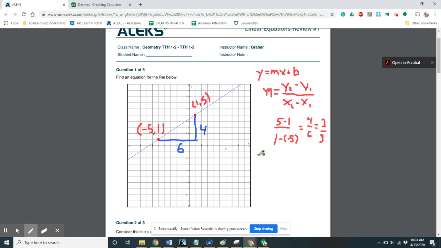So our equation is now y is equal to 2/3, or 4/6 is fine too, 2/3 x plus b. And we have to find the y-intercept, or the starting point, which is the b. So one way we can do this is by taking one of these points, plugging it in for x and y, and then algebraically finding b.